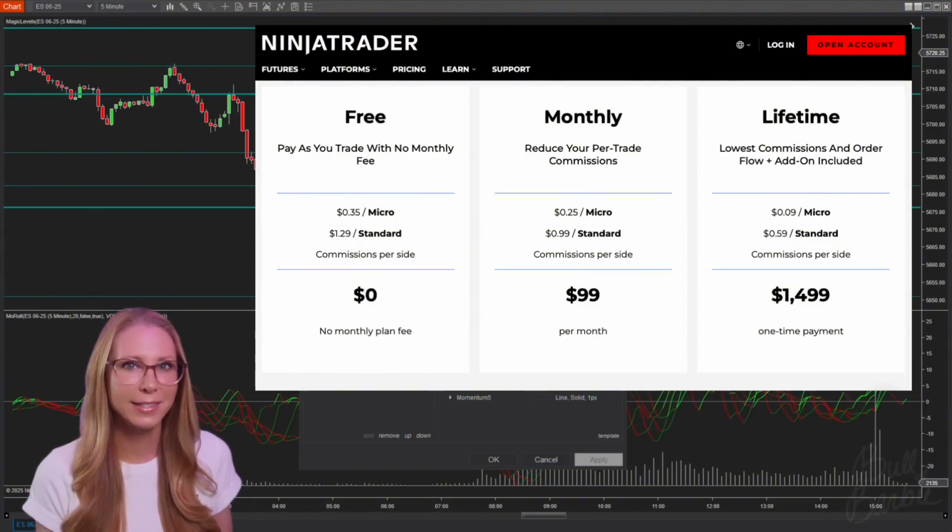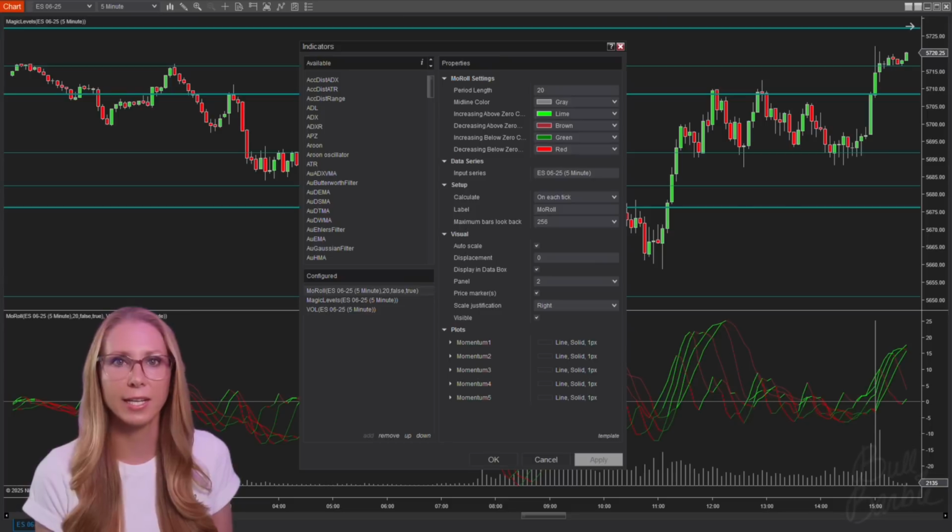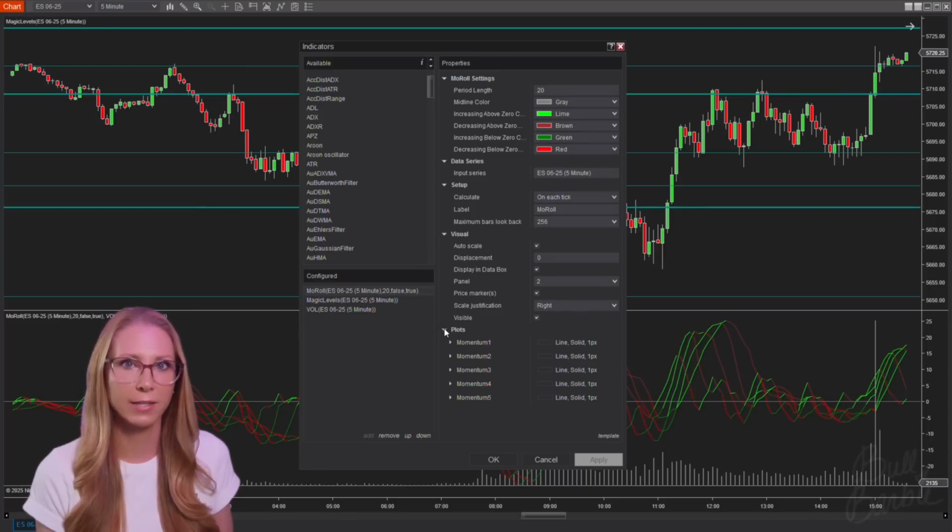There are paid licenses if you want to get your commissions down and get some advanced data, but new traders don't need any of this. Anyway, here are the settings. You can ignore the plot colors at the bottom. They get overridden by the MoRoll settings here at the top.